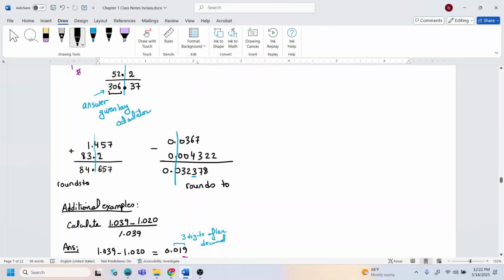These are more examples in there. So my least precise number has 1 digit after the decimal. So my answer has to round to 1 digit after the decimal. So the right answer here is 84.7.